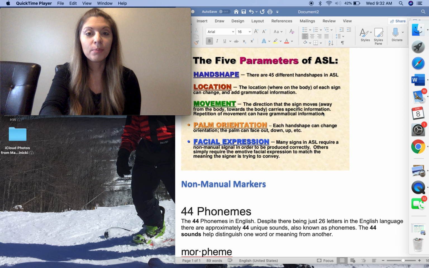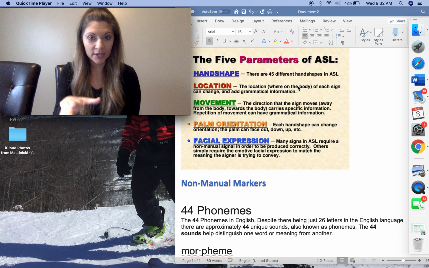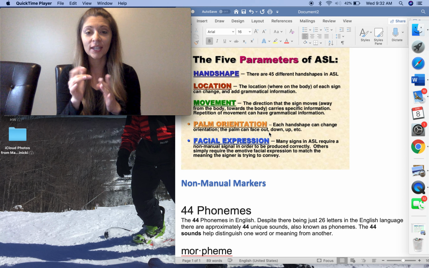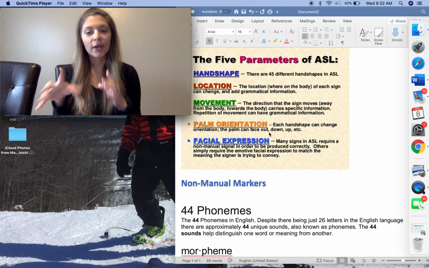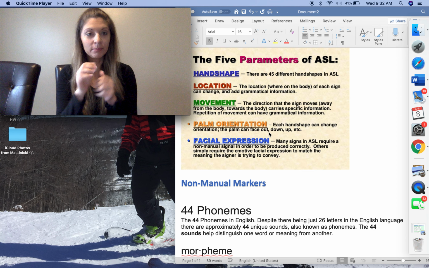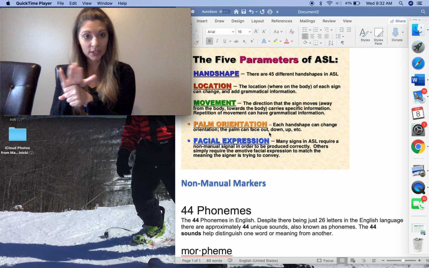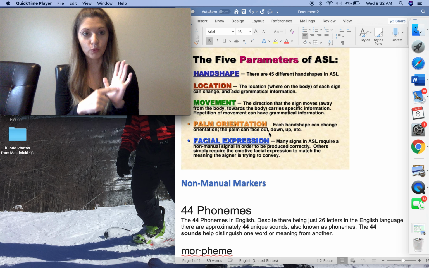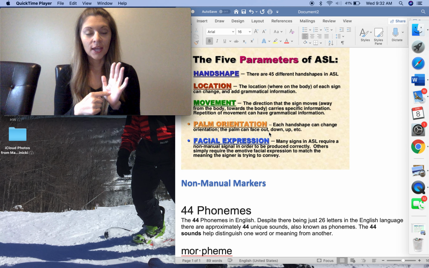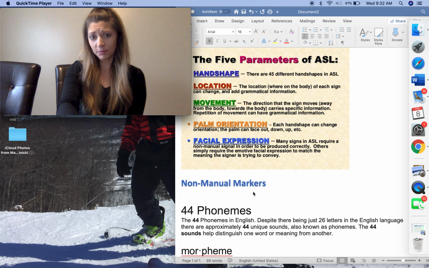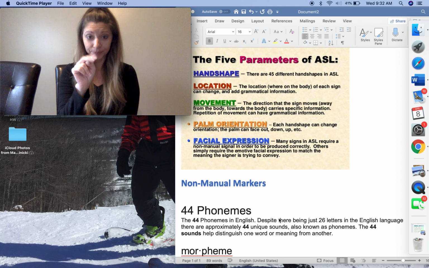So the 5 parts, they're called the 5 parameters of ASL. And this chart was just cute. I didn't make it. I found it on the internet and it's not perfect, so I added a little bit more. So the 5 parameters are hand shape, location, movement, palm orientation, which means which way is your palm facing, and then this is facial expressions, but that's too basic. They need to be called non-manual markers, NMM.